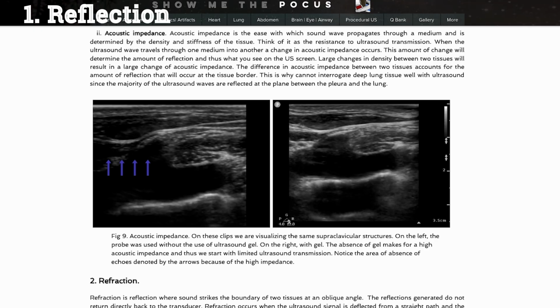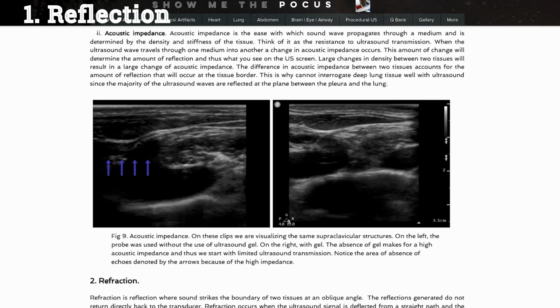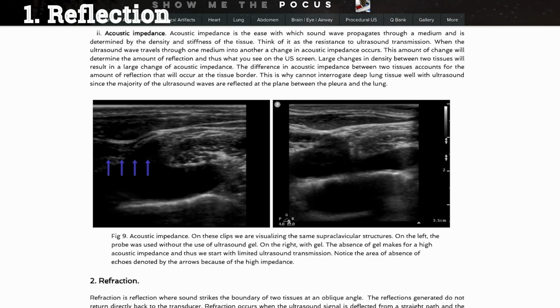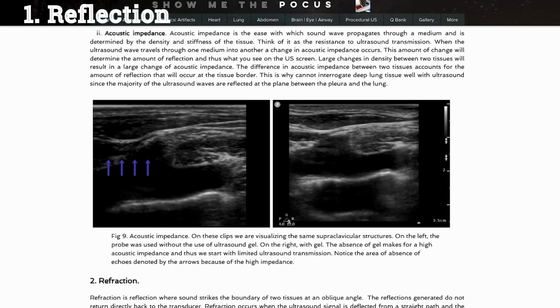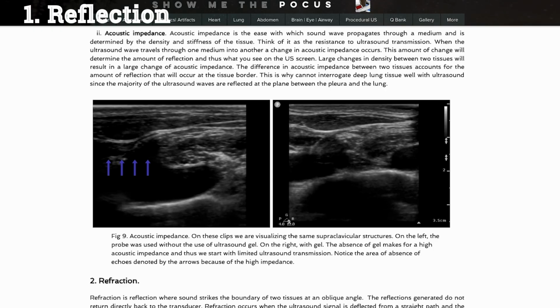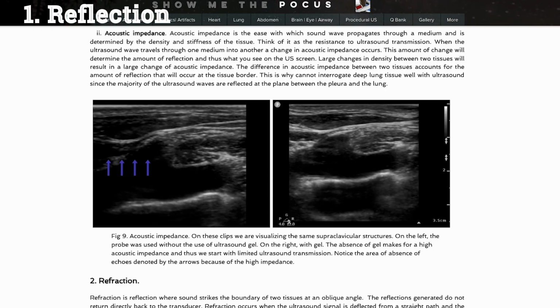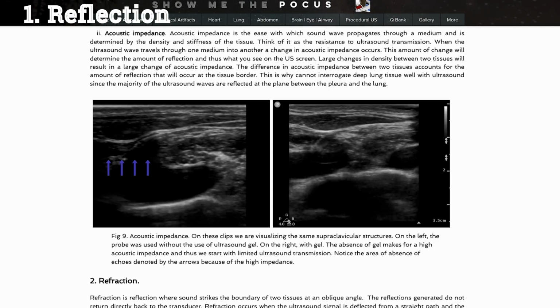On these clips, we are visualizing the same supraclavicular structures. On the left, the probe has been used without ultrasound gel. On the right, with gel. The absence of gel makes for a high acoustic impedance, and thus we start with limited ultrasound transmission. Notice the area of absence of echoes denoted by the arrows because of the high impedance. The higher the acoustic impedance between two tissues, the less ultrasound waves penetrate.